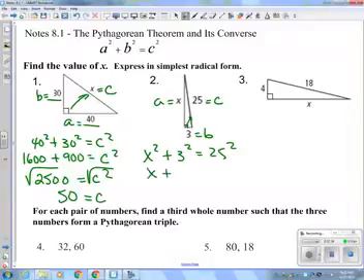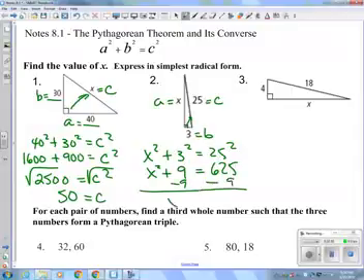Now 3 squared is 3 times 3, which is 9, and 25 squared is 25 times 25, which is 625. So in this problem, I can't add the two together because I have x squared plus 9. So I'll take 9 away. X squared equals 625 minus 9, which is 616. And I don't know that it has a square root, so I'm going to check it on my calculator, and it doesn't have a perfect square root.